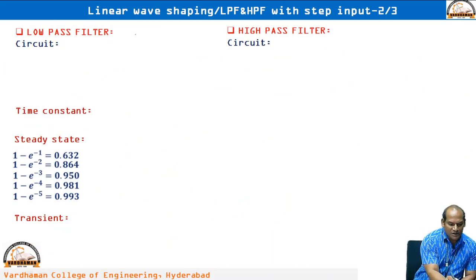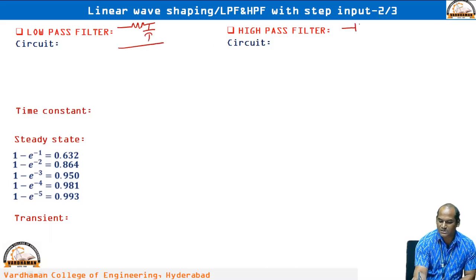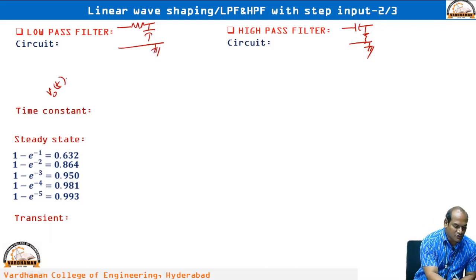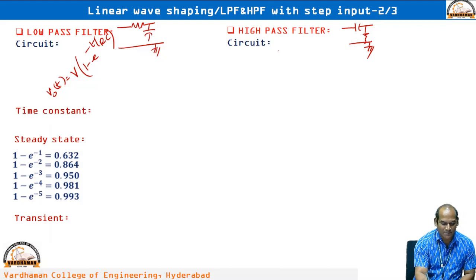Now again I am drawing the circuits, no need actually. So, this is the low pass filter circuit, this is the high pass filter circuit. We are analyzing for the step input. Now, what are the equations we got? V naught of t is equal to, for the low pass filter, V times 1 minus e power minus t by RC, and in case of the high pass filter V naught of t is equal to V times e power minus t by RC.